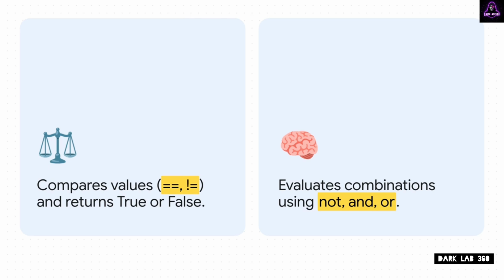Literally, these logic operators are the exact triggers you're going to use inside your if, elif, and else conditional statements to route exactly how your program behaves.